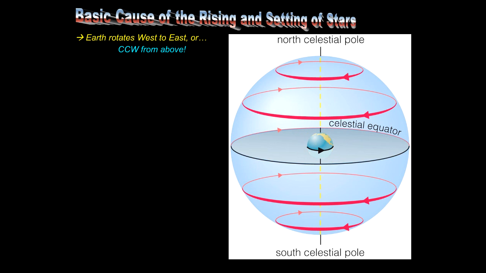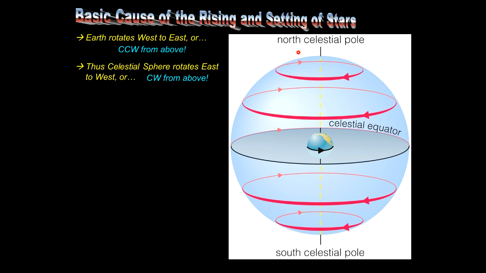So, from above, counterclockwise. When you take a north-centric view, looking down, it looks like it's going counterclockwise. In fact, it is. So the celestial sphere, because the Earth rotates west to east, does just the opposite, right? I mean, if you spin around one way, it looks like the world is spinning the other way. So it's clockwise from above.